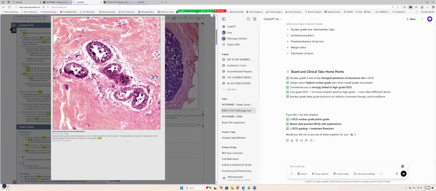Gynecomastoid hyperplasia, this is what they're talking about. Gynecomastia or gynecomastoid hyperplasia consists of small ducts without lobule formation. The hyperplasia has a pattern of tapering and small abortive papillae that should not be mistaken for micropapillary DCIS.